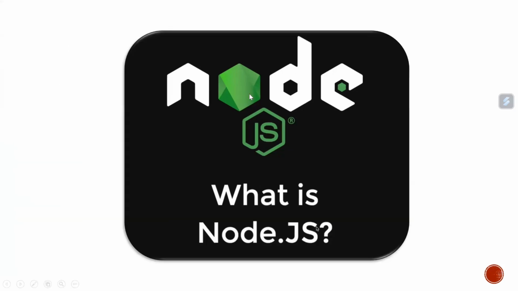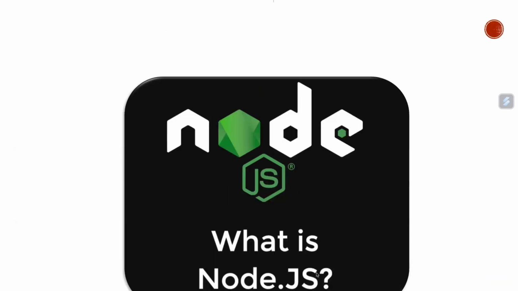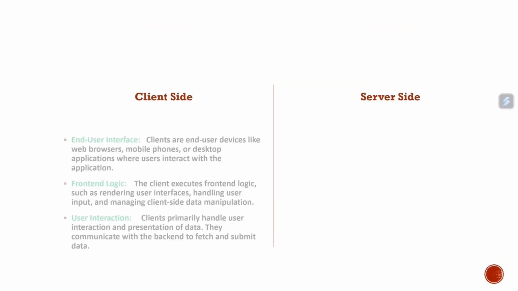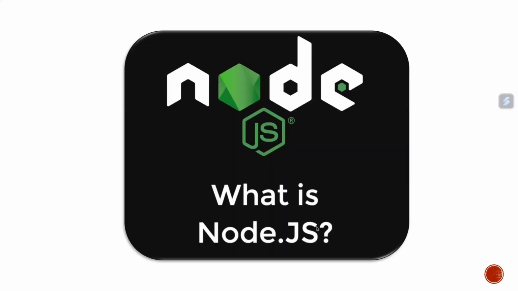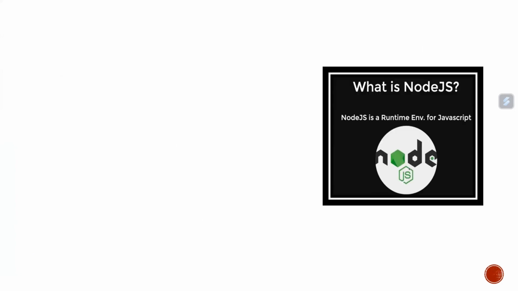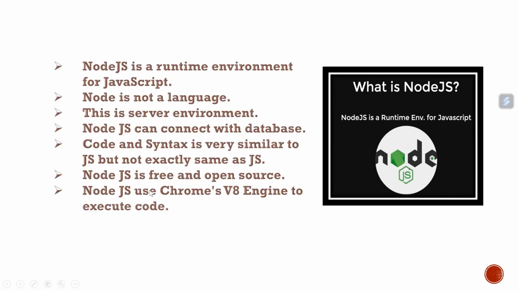So I have completed client and server side. Now I am starting my next topic, which is Node.js. So what is Node.js? Node.js is a runtime environment for running and executing JavaScript code outside the browsers to make server-side applications. So these are the points. Node.js is a runtime environment for running JavaScript code outside the browsers.